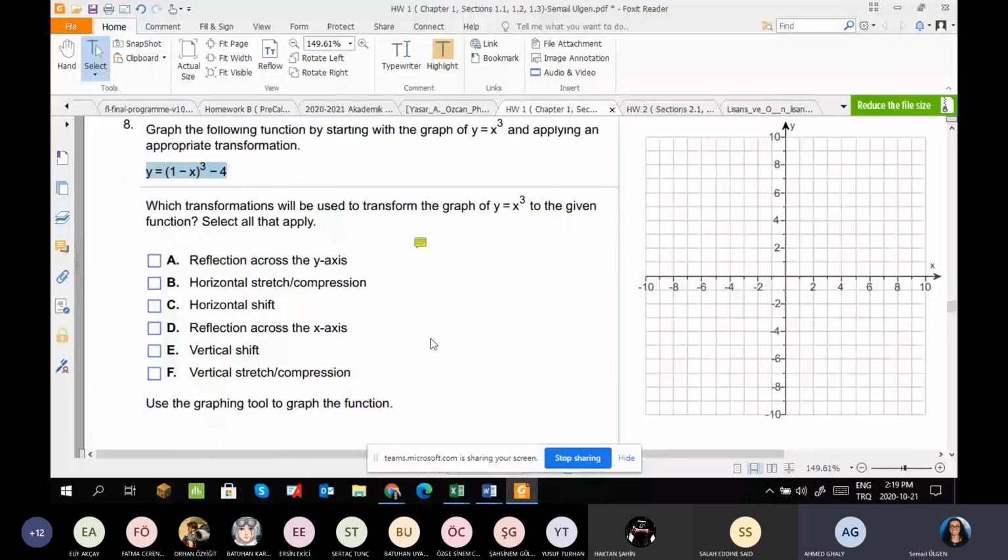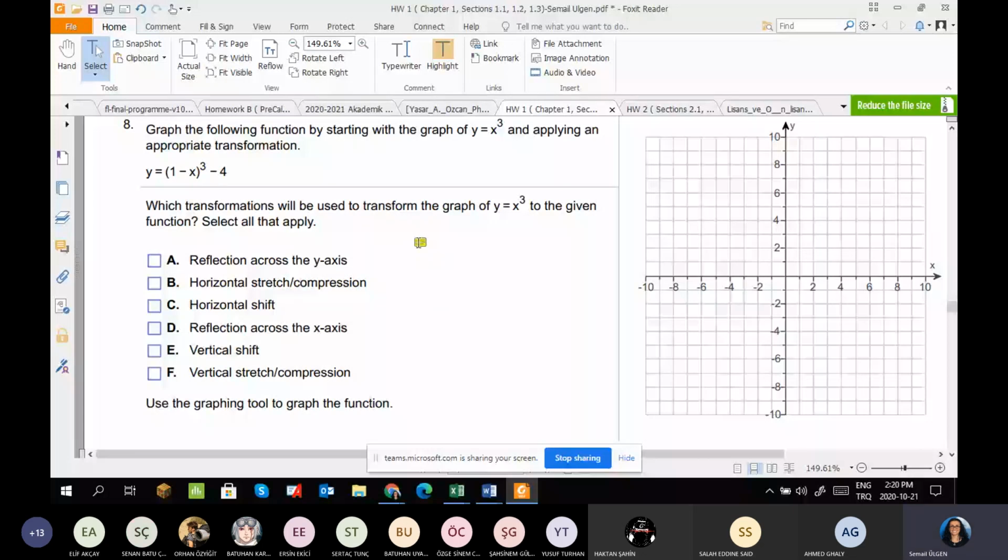Horizontal stretch or compression. B. Why did you think that way? Because we did something to the x. We did add minus or +1 to the x. But this minus is not the horizontal stretch or compression. It is reflection, right? Is it reflection? Right. If you put a minus in front of the function that we have, it's a reflection across the x-axis. Do you remember that?